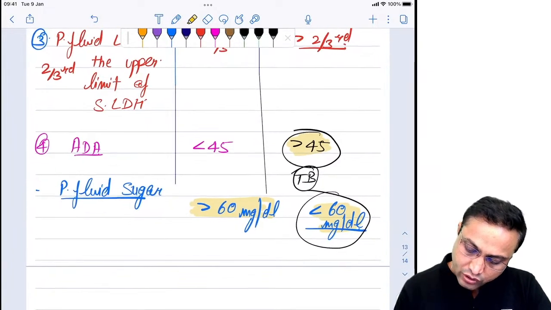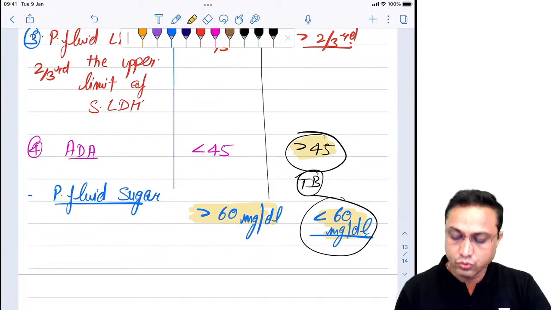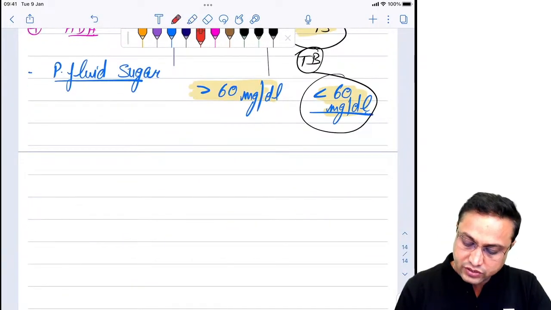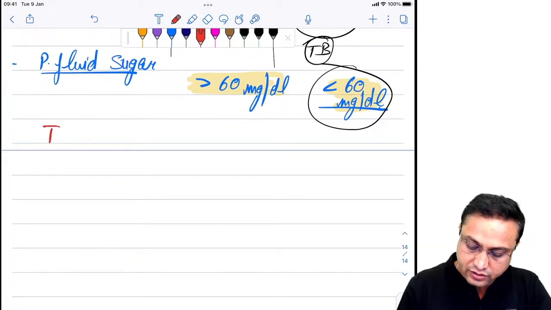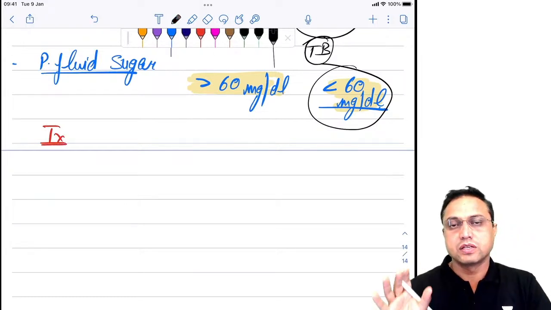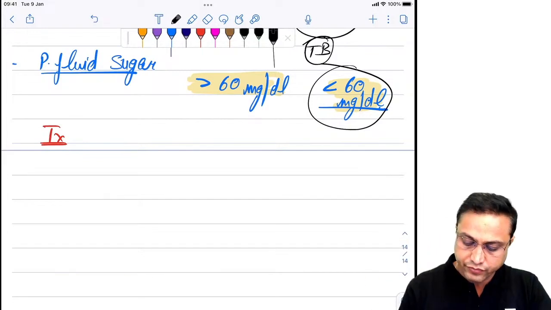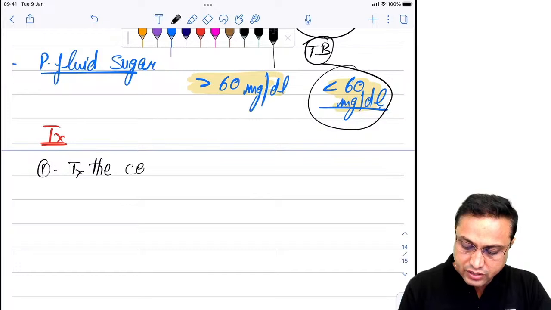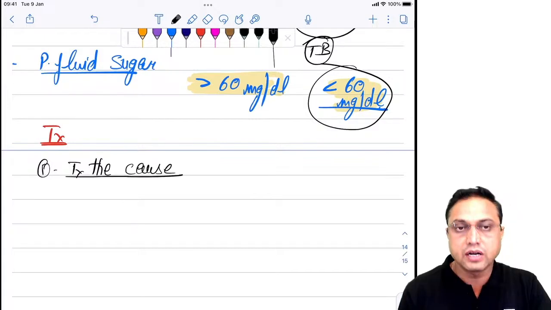Now you are smart enough, you have segregated each and everything. Now let's come to the treatment. So guys, what is the treatment of pleural effusion? The first very simple treatment is treat the cause. The first very important thing is treat the cause. Now why am I saying treat the cause? Because we know there are different causes.